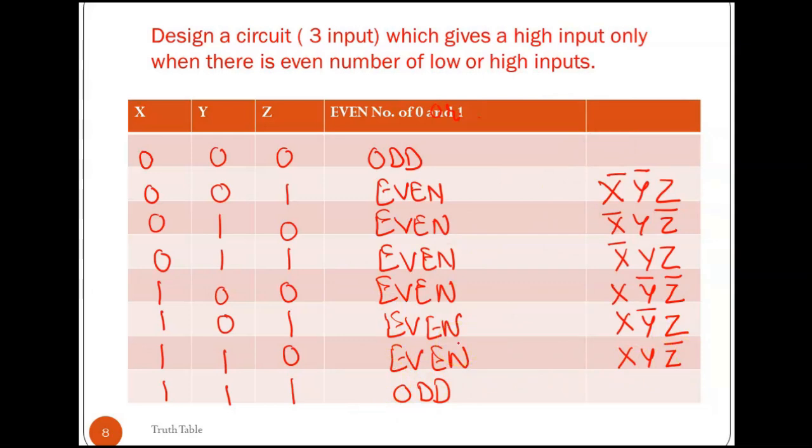So again you can check if you go with the values here. So here you can see for 0 I have written a bar. So X bar, Y bar, Z is the first term. X bar, Y, Z bar; X bar, Y, Z; X, Y bar, Z bar; X, Y bar, Z; and X, Y, Z bar. And now they are asking you to go for the circuit of this one.